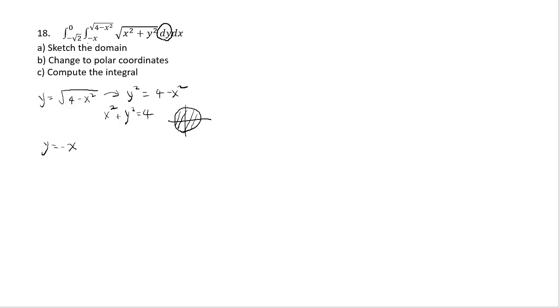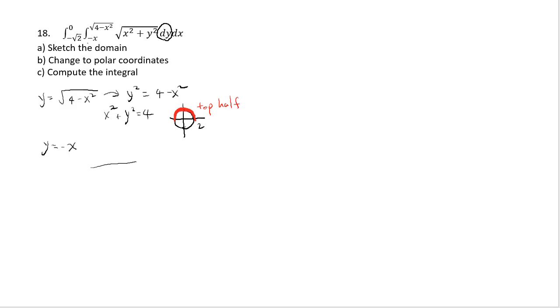Oh, I shouldn't have shaded it, sorry. So let me do this again. It's just a circle of radius 2. However, because the original one has square root of 4 minus x squared, in the original equation y cannot be negative, it can only be positive, so it only gives you the top half of the circle. Okay.